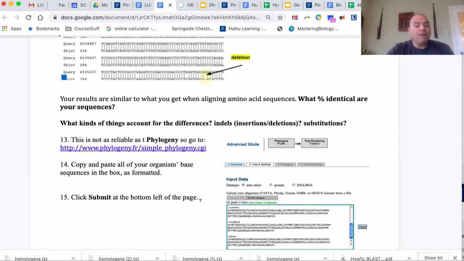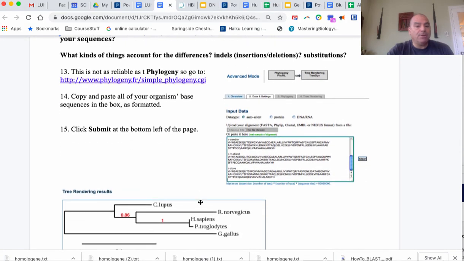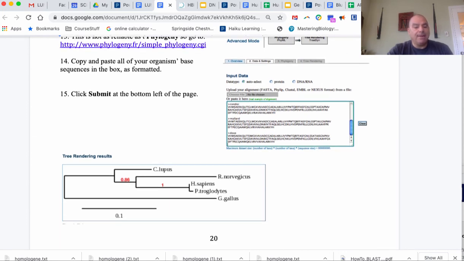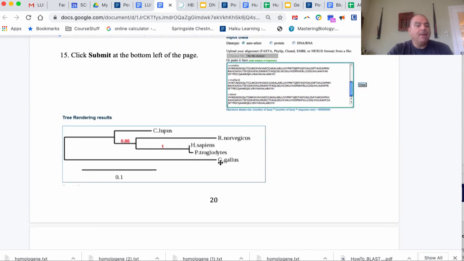And then once you have several organisms, you're going to do the same thing. You're going to paste them to the website, the phylogeny website, put them all in the box. And then here's my cladogram comparing that enzyme in different organisms. And C. gallus is a chicken. So you can see it's not as closely related as these others.